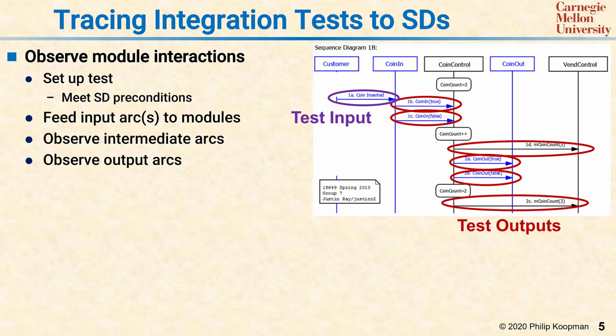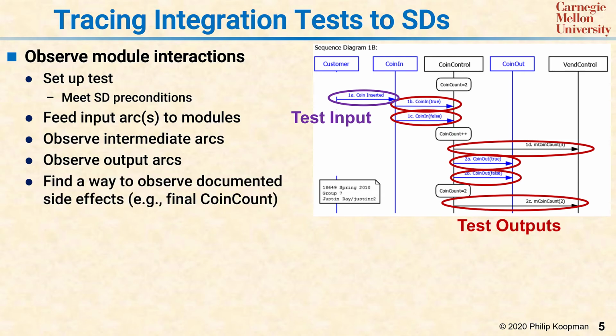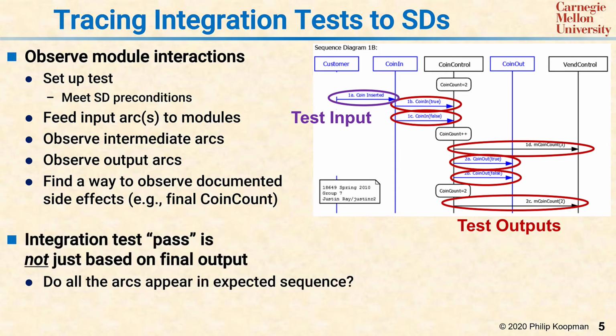Simply looking that the final coin count is 2 is not how you determine pass-fail for this integration test. This integration test only succeeds if it notices it has an extra coin and it refunds the extra coin instead of just silently eating it, and then goes back to the right number of coins. Only observing the final test output would not tell you whether it actually refunded the coin, which is the whole point of this sequence diagram and this integration test.